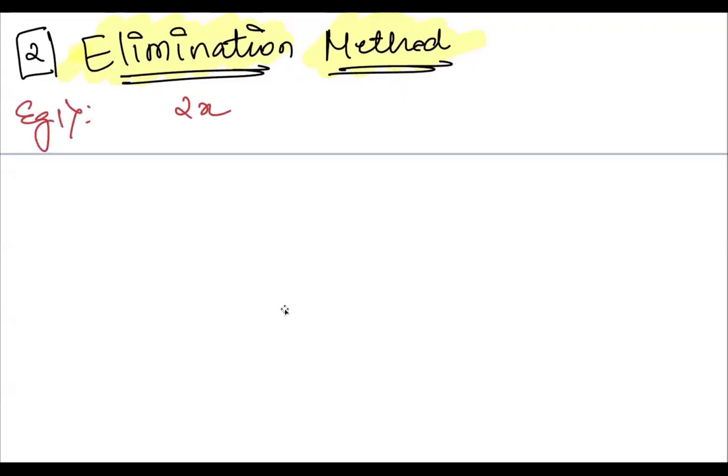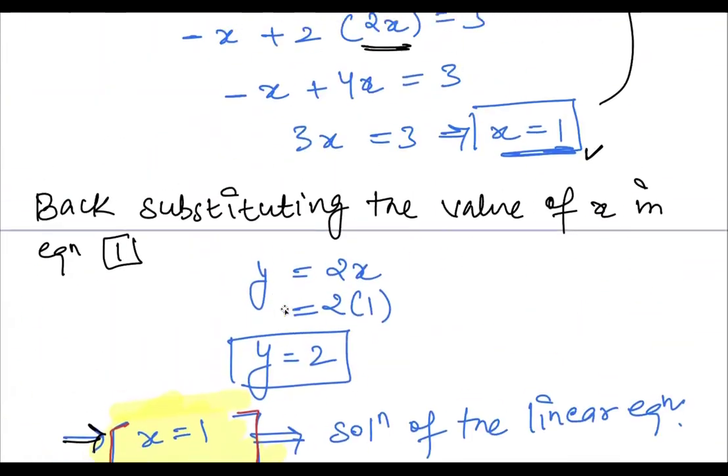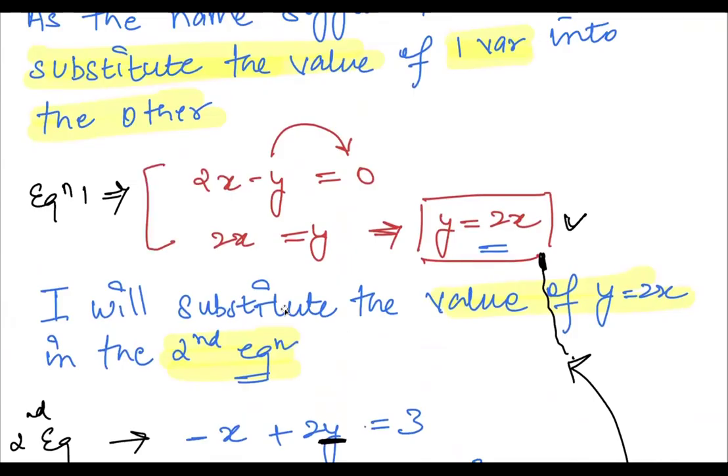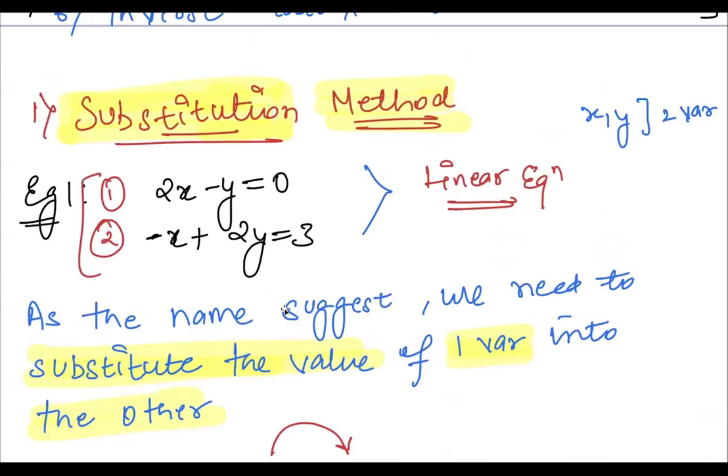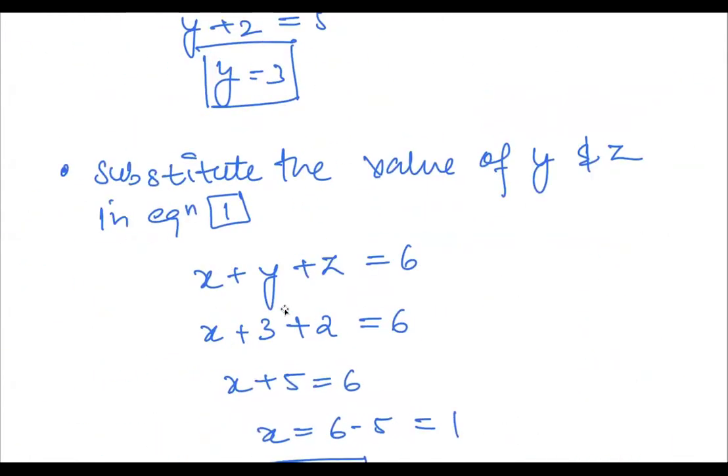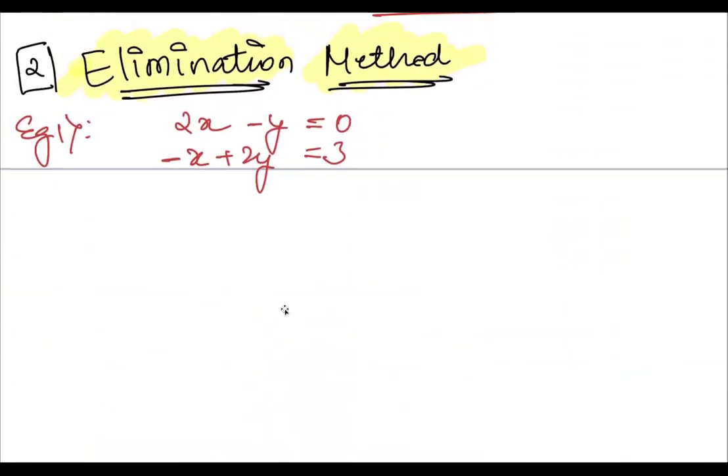2x minus y is equal to 0 and minus x plus 2y is equal to 3. If you remember, this is the first example which we took: 2x minus y is equal to 0 and minus x plus 2y is equal to 3. So let's use the same example for understanding the elimination method. As the term says, eliminate. Let's say this is my first equation and this is my second equation.